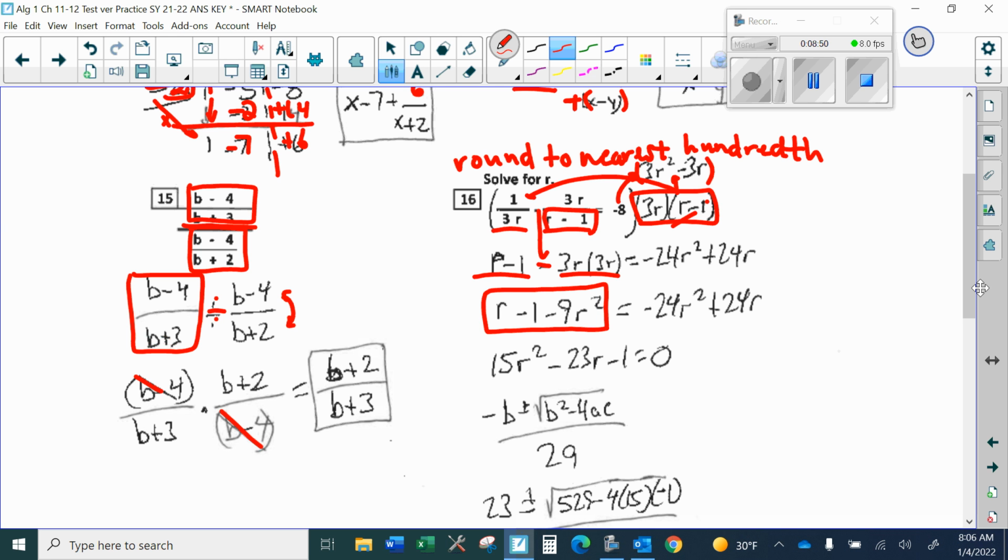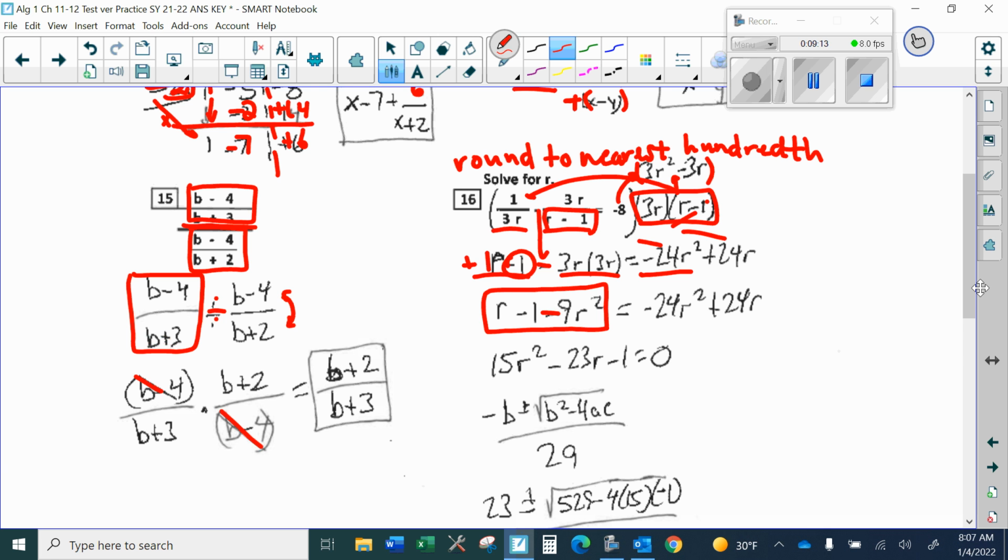I have a quadratic. All quadratics are set equal to 0. First, get them all on one side, set equal to 0. I want the smaller to the larger. So I added the 24r across, minus this 9r squared, gives me 15r squared. This gives me minus 24r and a plus 1r. That's minus 23r. And I still have that minus 1 right there, equal to 0.